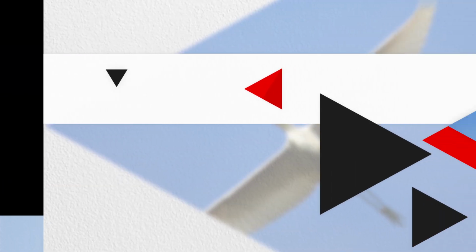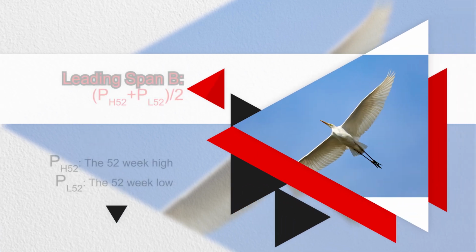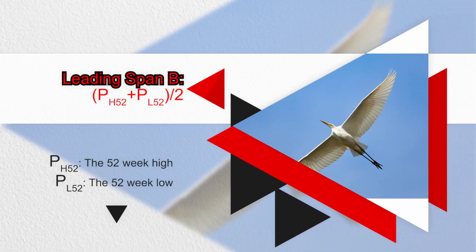Leading span B represents the second cloud boundary, and it is the midpoint of the last 52 price points. Same as span A, it is plotted 26 periods in the future. It is calculated as follows. Leading span B equals the 52-week period high plus the 52-week period low, all over 2.